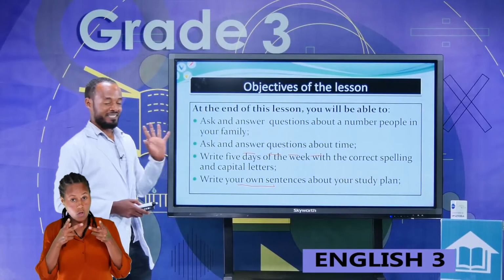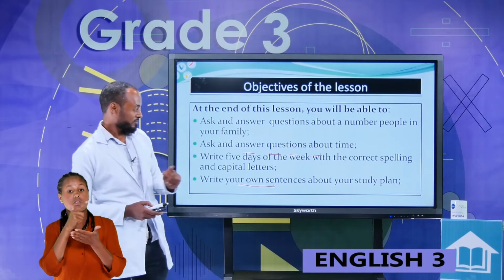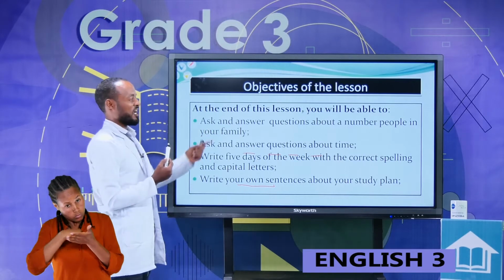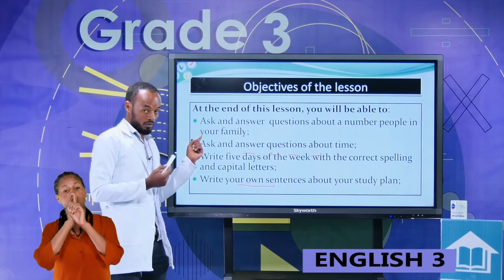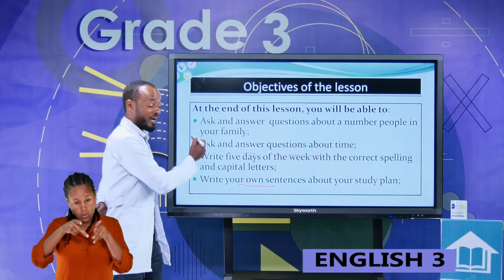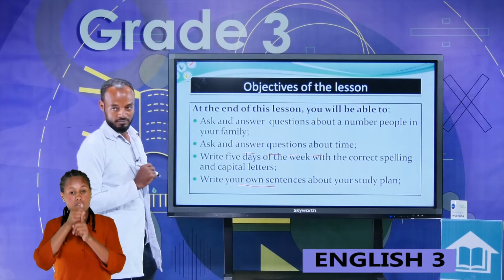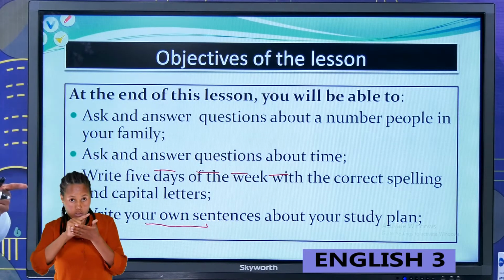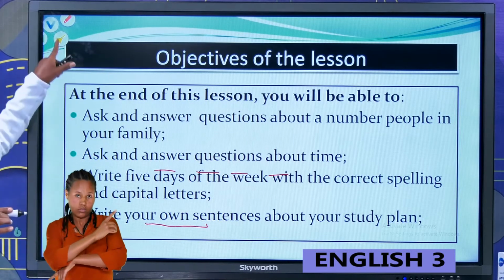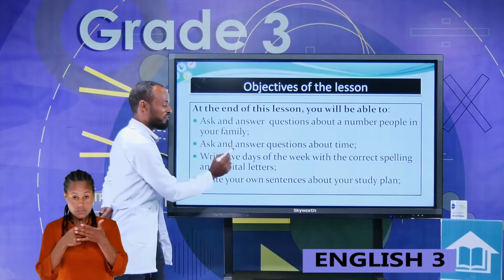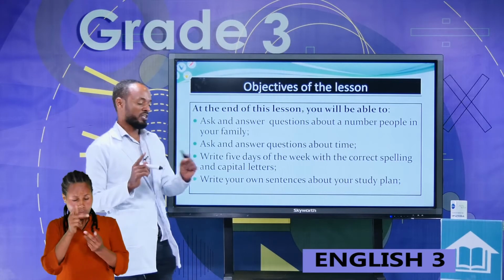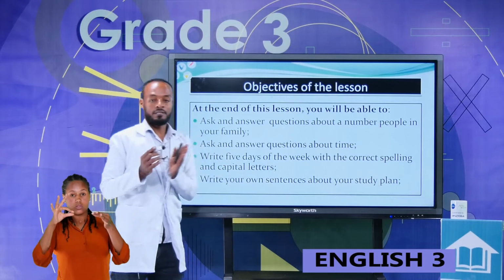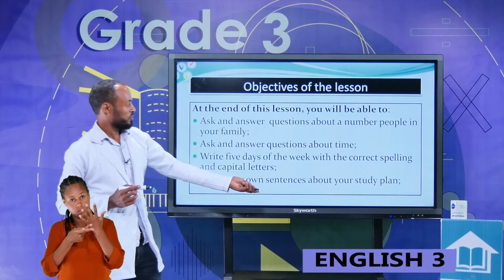Okay, objective of the lesson. Today we are going to say something about days of the week. So, the objective of the lesson: one, you will be able to hear, ask, and answer questions about the number of people in your family. Two, you are going to ask and answer questions about time. Three, you are going to write 5 days of the week with the correct spelling and with the correct capital letters. At the last, you are going to write your own sentence about your study plan. This is about our objectives of today's lesson.